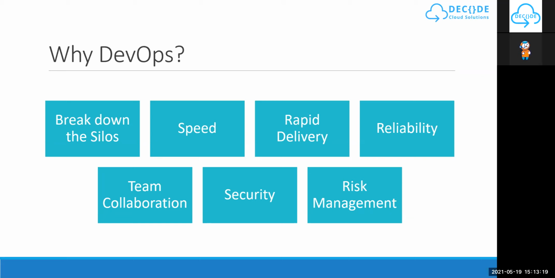And again, the other aspects like reliability, team collaboration, security, and risk management. It provides you better risk management, because with DevOps practices and tooling, you can detect early bugs and errors in your code and fix them. Which means it is going to reduce your risk at a later stage, when the application is deployed.